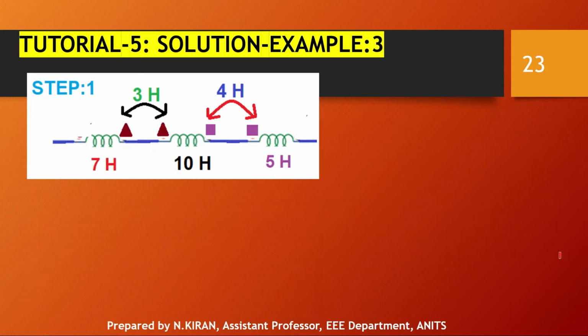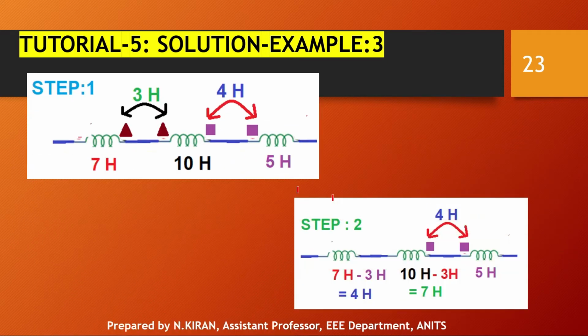In the second step, here as you can see, the current is leaving in the first coil and entering in the second coil. So I'll subtract the value of 3 Henrys from first coil as well as second coil, which will give me 4 Henry and 7 Henry respectively.